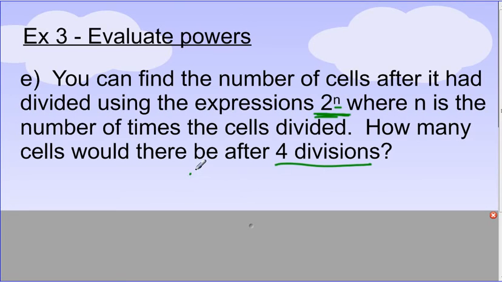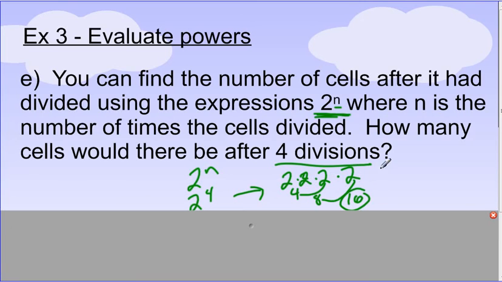So we give our expression, we substitute, and then we do the math. Now, I don't have space down here, so I'm going to bop over here. So this is 2 to the 4th power. I almost wrote 2 times 4. 2 to the 4th power. And if we evaluate, 2 times 2 is 4. 4 times 2 is 8. 8 times 2 is 16. So after the cell divided 4 times, there would be 16 of them.